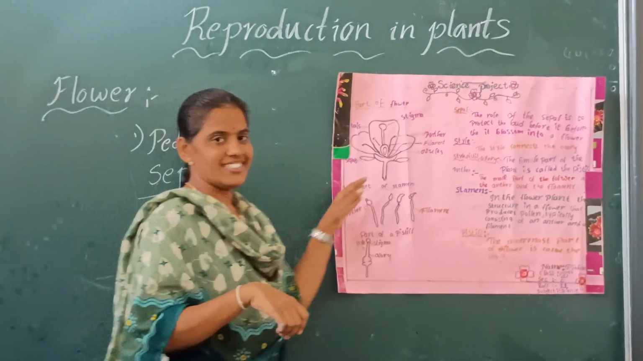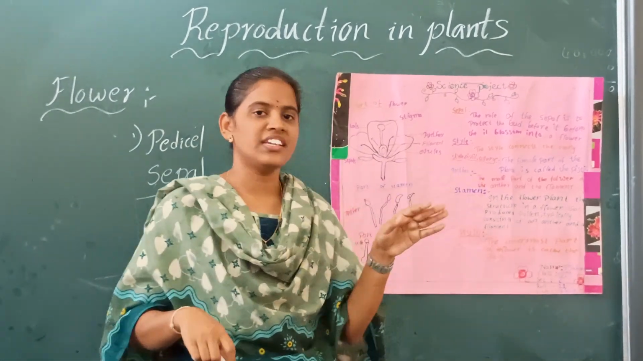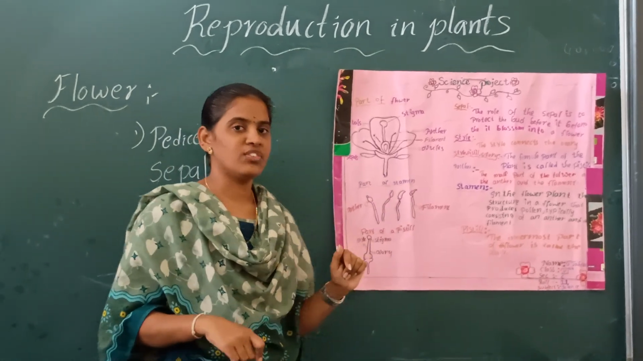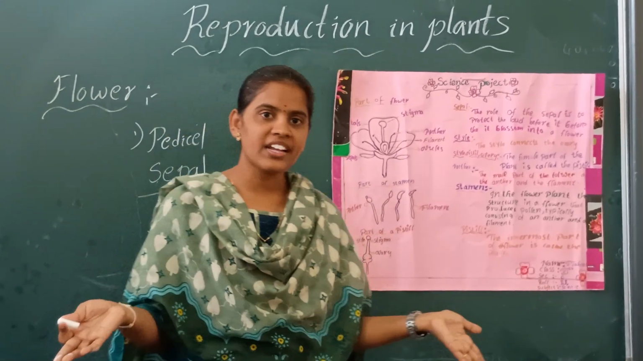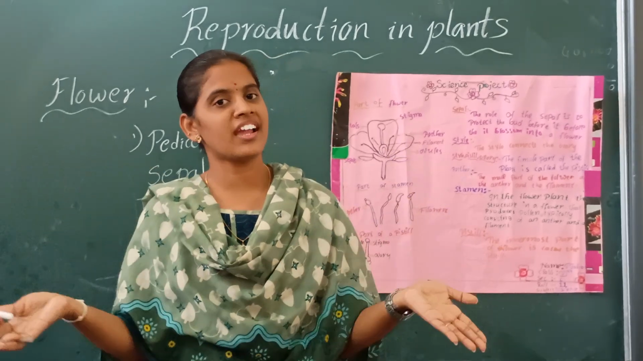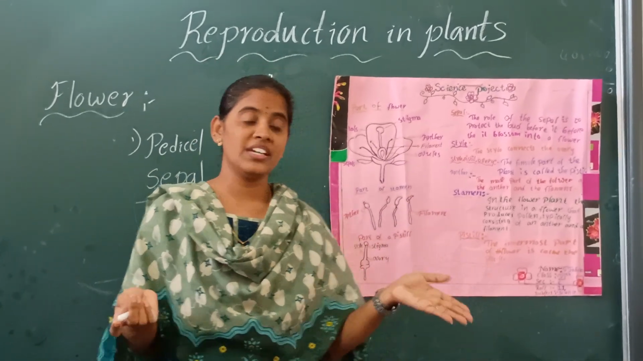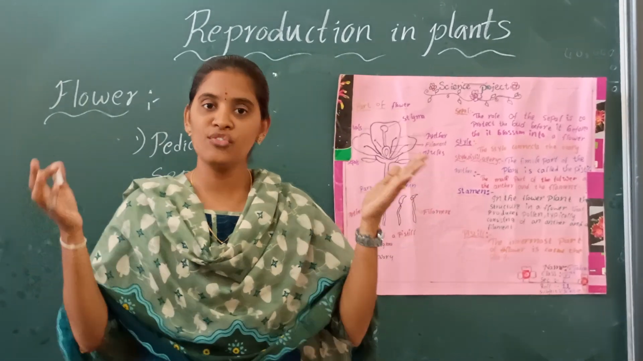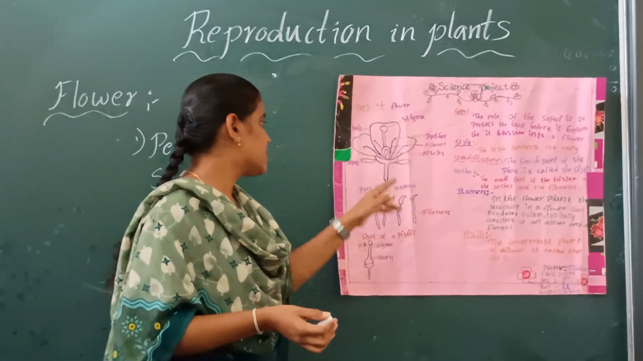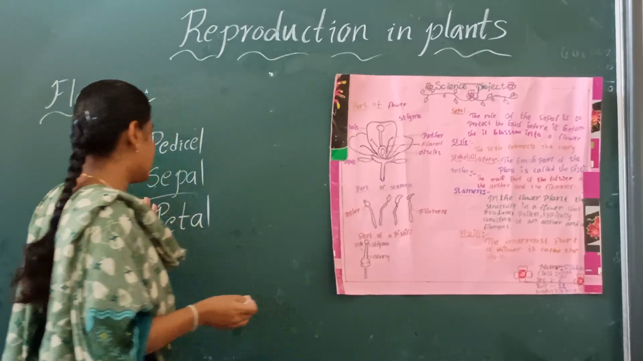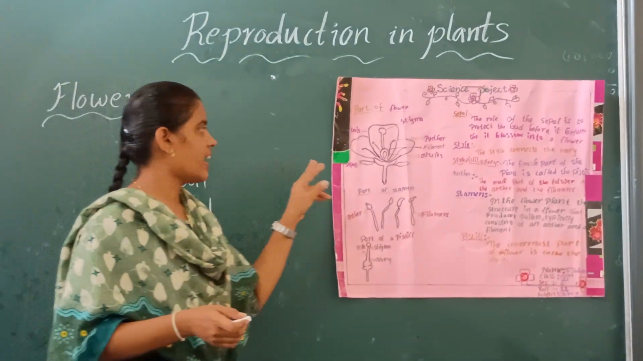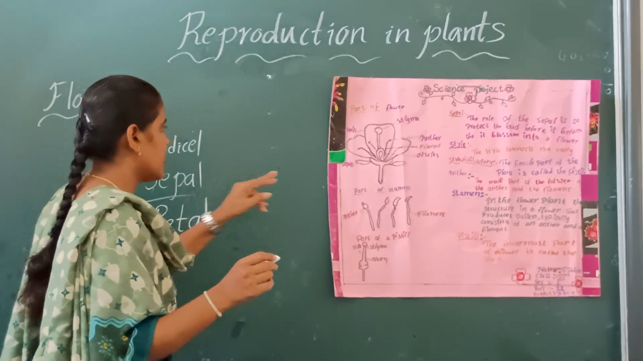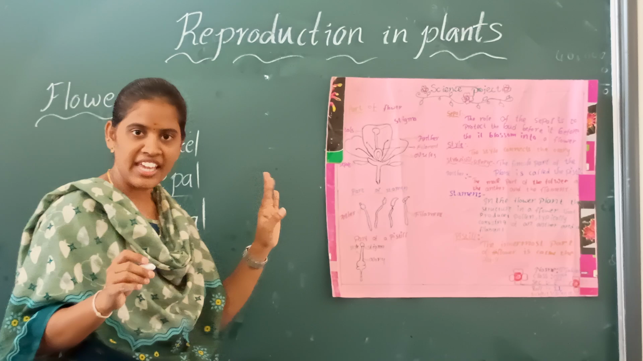The petal is the most attractive part in a flower. Why do we call it the attractive part? Because different kinds of flowers have different kinds of colors, and insects, human beings, animals, birds, everything is attracted by the petals. Petals also have different kinds of fragrances. That's why the petal is the most attractive part in a flower.